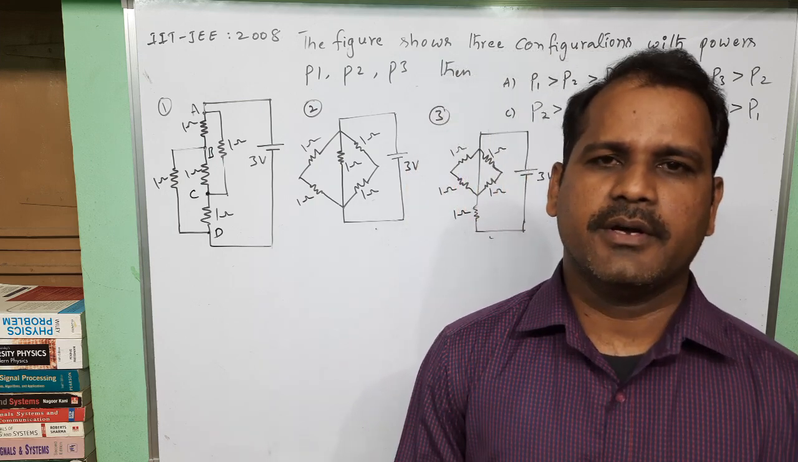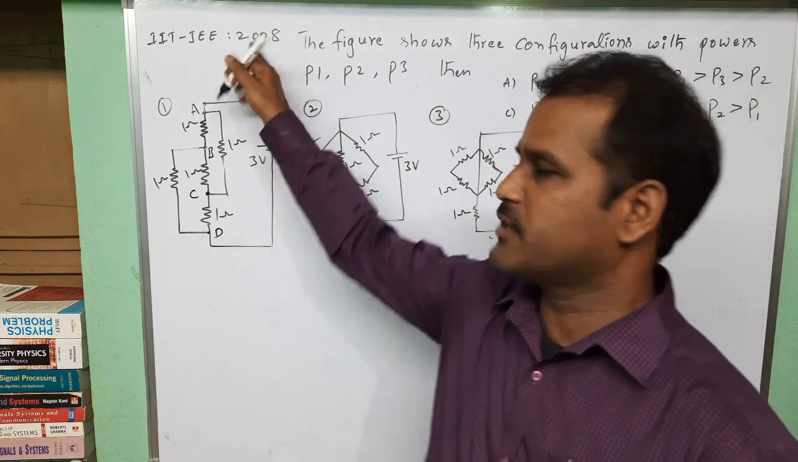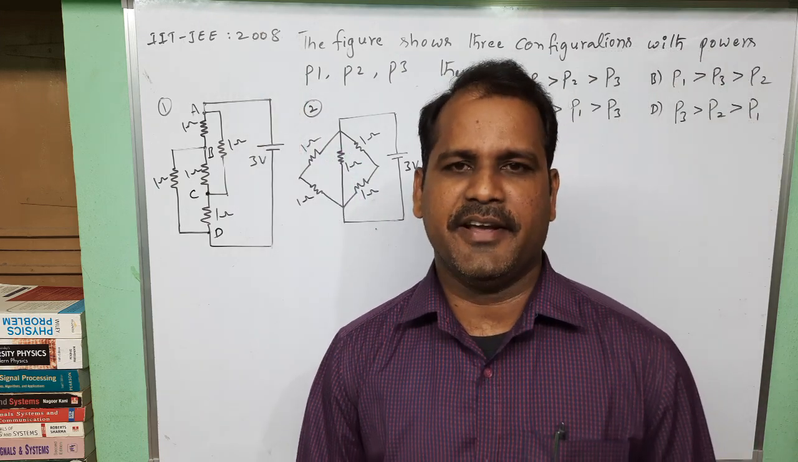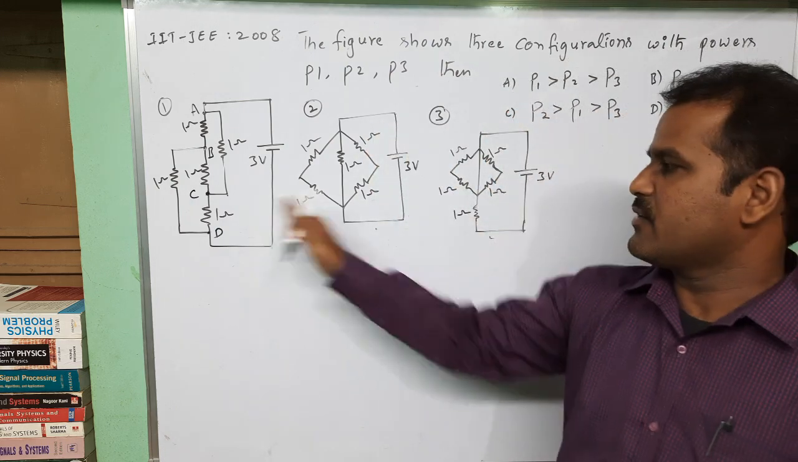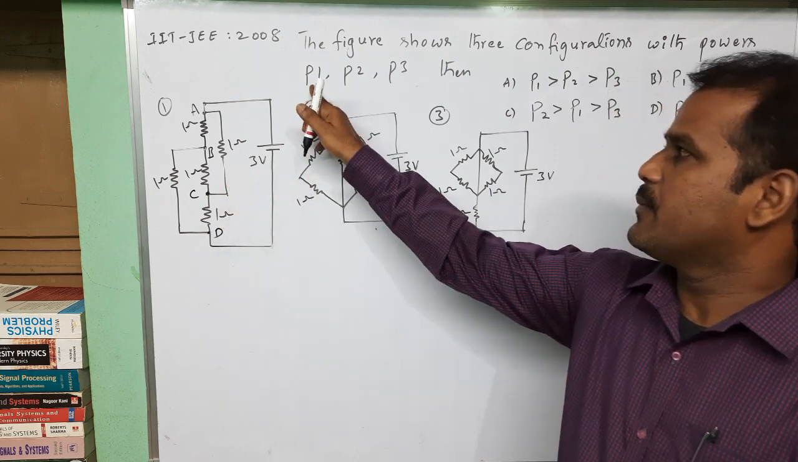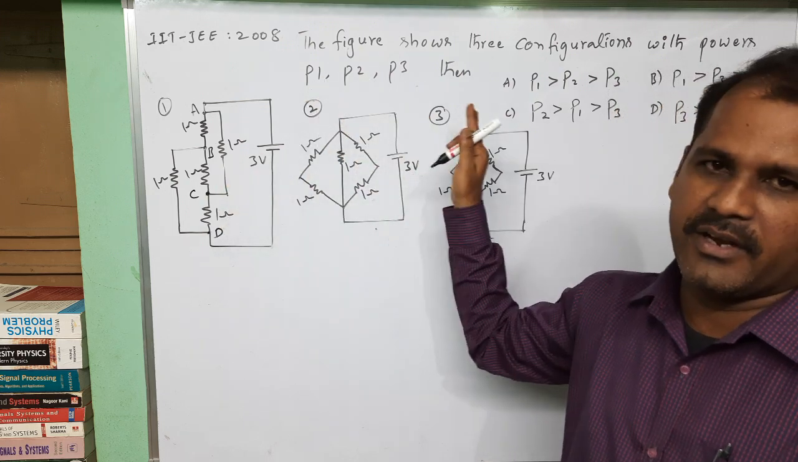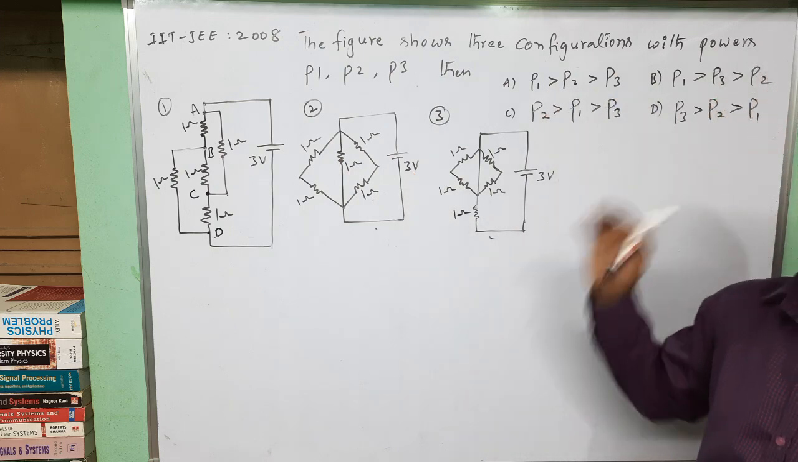In this video, we are going to solve an IIT previous problem asked in 2008 from the chapter current electricity. Observe, in this question, three configurations are given to us, and for each configuration the powers P1, P2, P3 respectively are taken. We are asked to find the relation among these three powers.